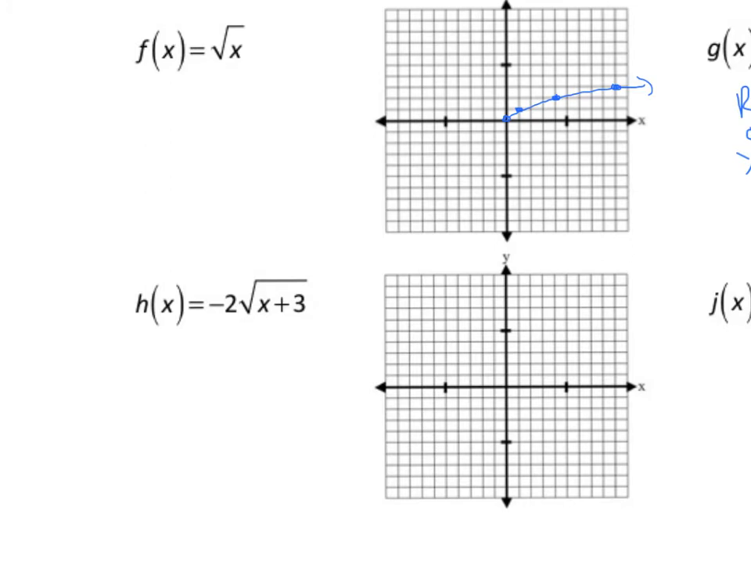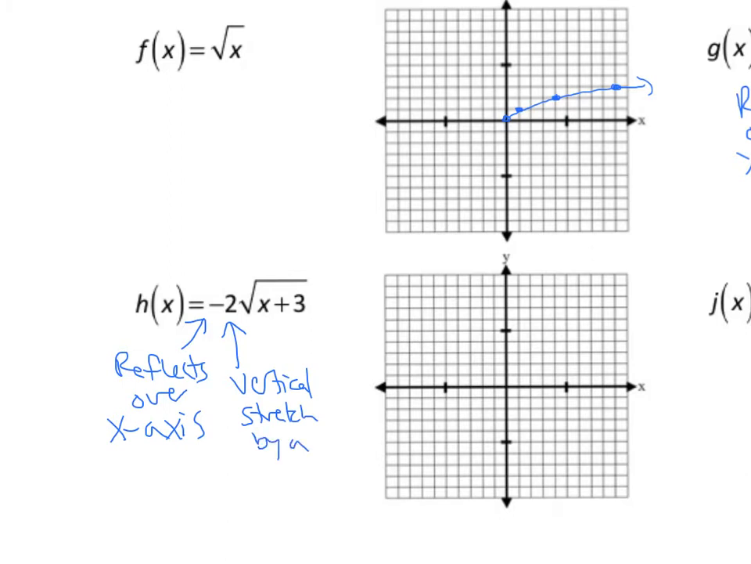In this next example, we have another reflection, but now the negative is outside, and anything that happens outside affects the y values, or affects it vertically. So this is a vertical reflection, and it reflects over the x-axis. So top to bottom reflection. It also has a 2 out front. Again, it's affecting it vertically when it's on the outside. And so this is going to be a vertical stretch by a factor of 2.